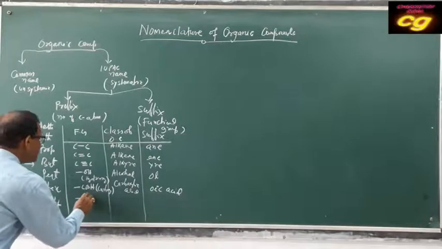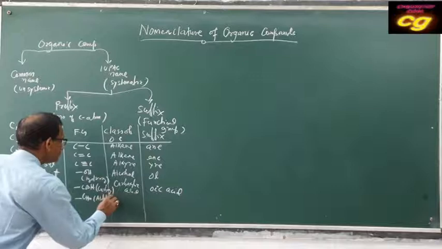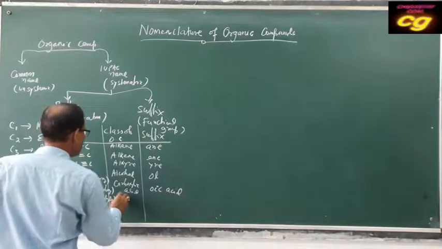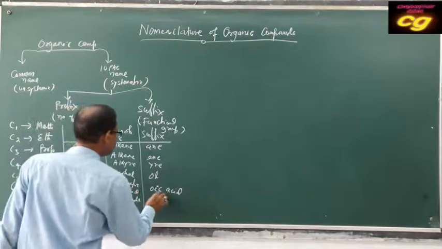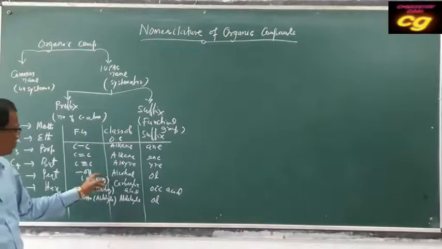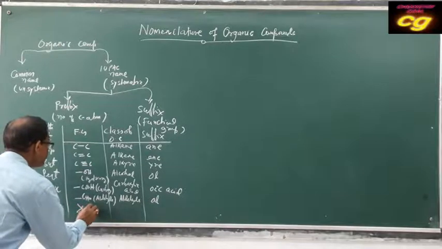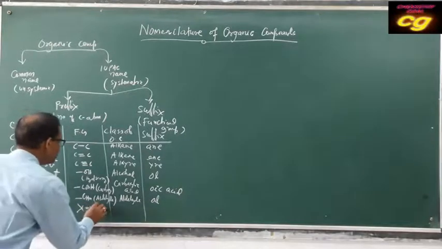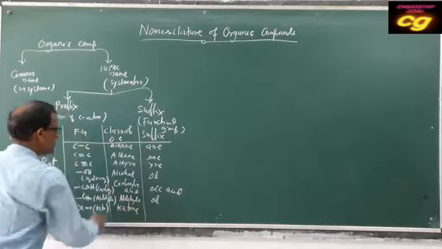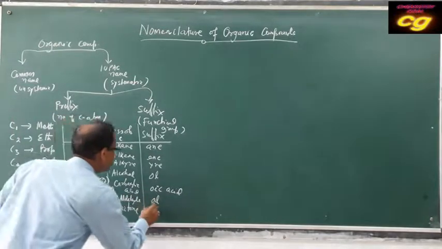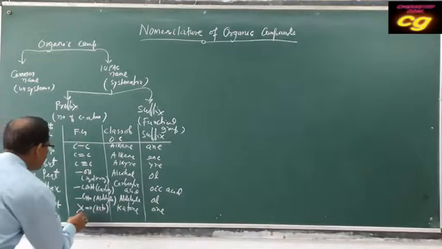If CHO is there, that is the aldehyde group. The class is aldehyde, and the suffix is al. Alcohol is ol, aldehyde is al. If the keto group is there, the class is ketone, and the suffix is one.